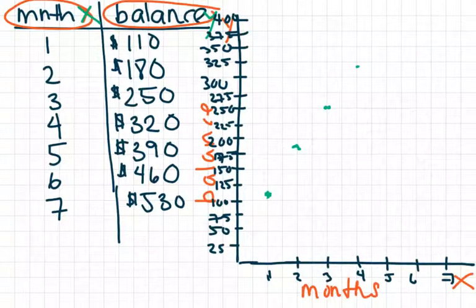And the next one, 5 and 390. Start with 5, go up to 390.